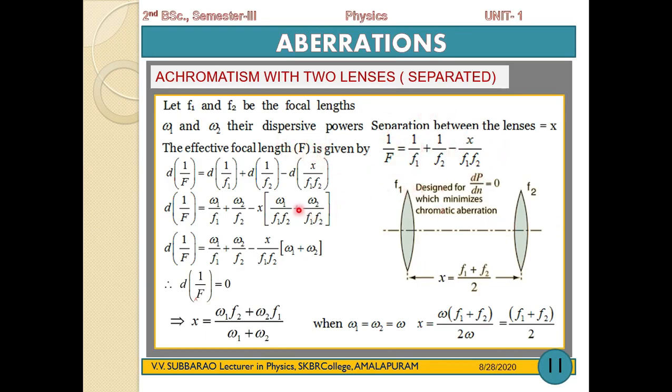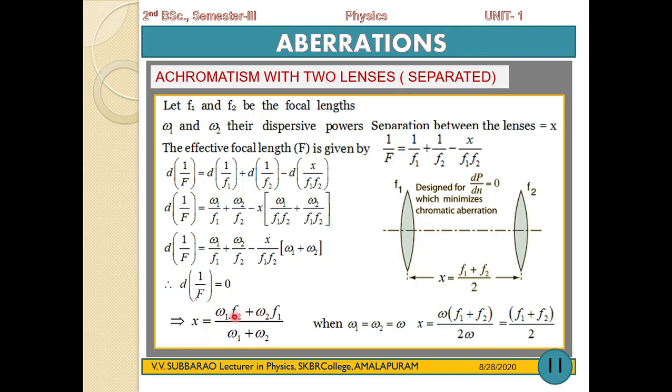Now differentiating this equation, we can arrive at this one. The derivative of 1/f is equal to 0. This is the condition required to get achromatism. As in the earlier case, when white light is incident, this combination should focus all the colored rays to a single point. That means its focal length should not vary from color to color, or the focal length should be a constant. Therefore, we can write the derivative of 1/f equal to 0. From this equation, x = (omega 1 f2 + omega 2 f1)/(omega 1 + omega 2). So, this is the condition required when two lenses are separated to eliminate chromatic aberration.